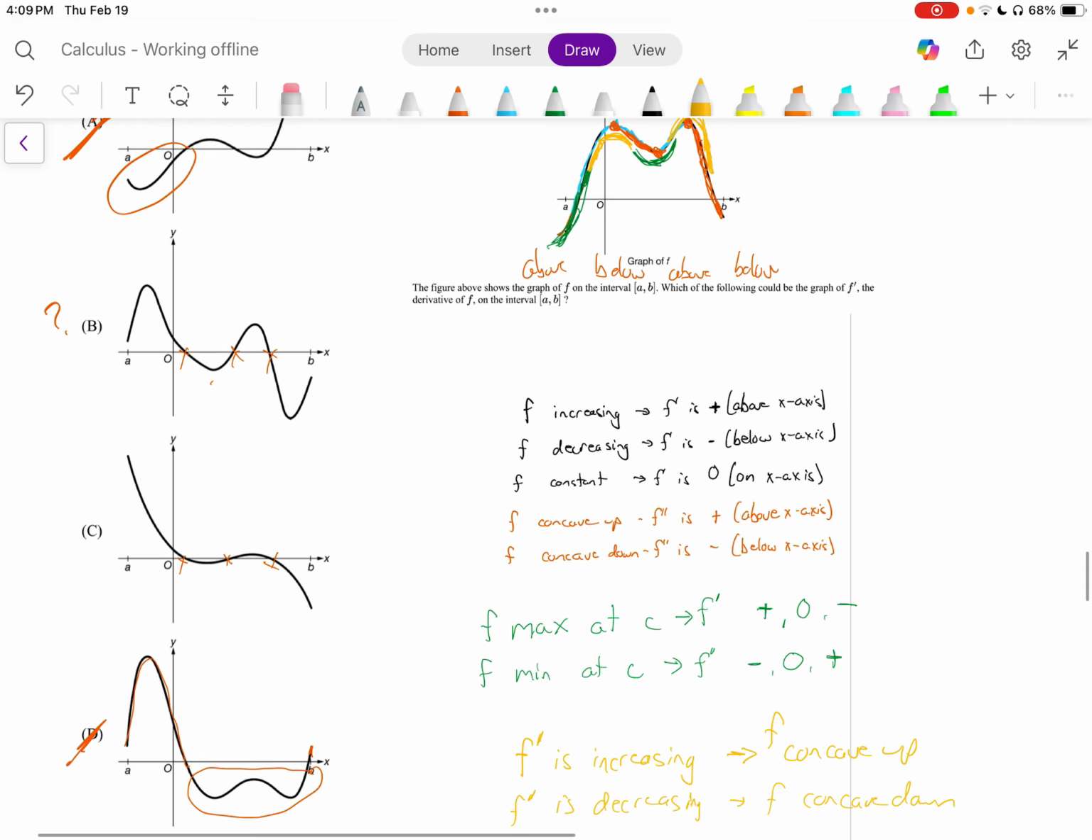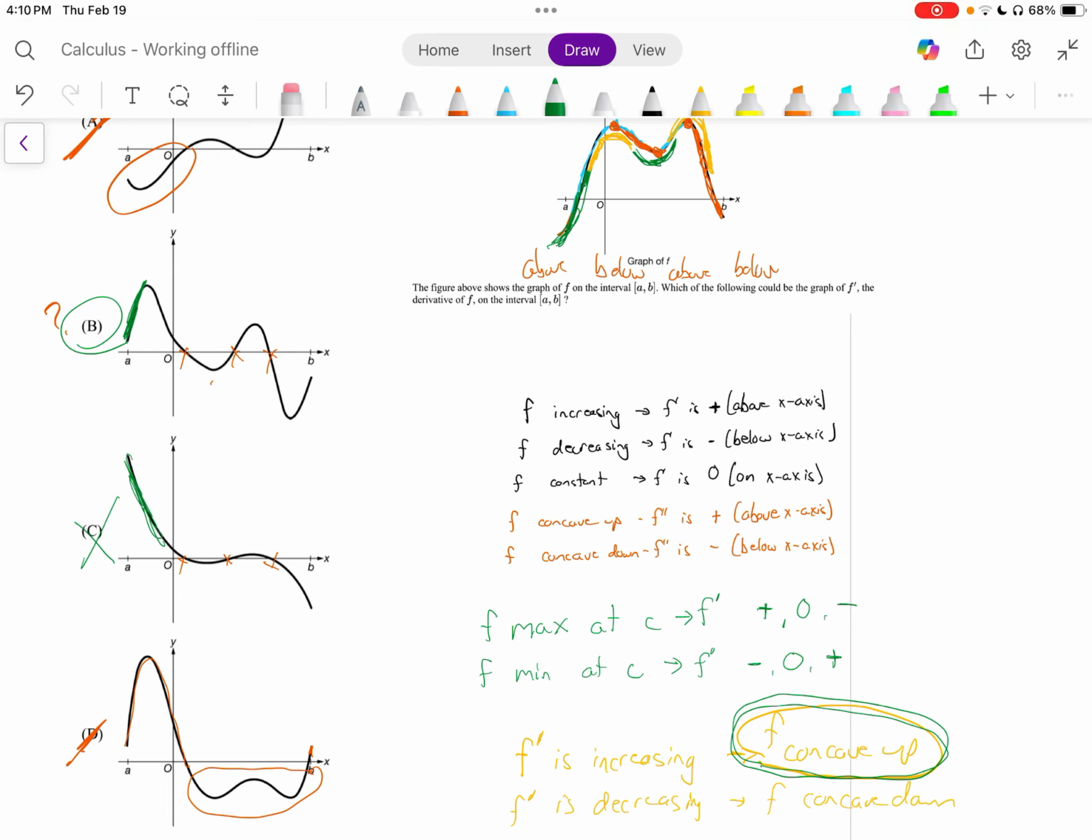So at the beginning we're concave up. We should circle that in green. So this is concave up, which means the first derivative should be increasing. Well, the first derivative is increasing here, so B works. On C, the first derivative is not increasing, it's decreasing. So our answer has to be B.